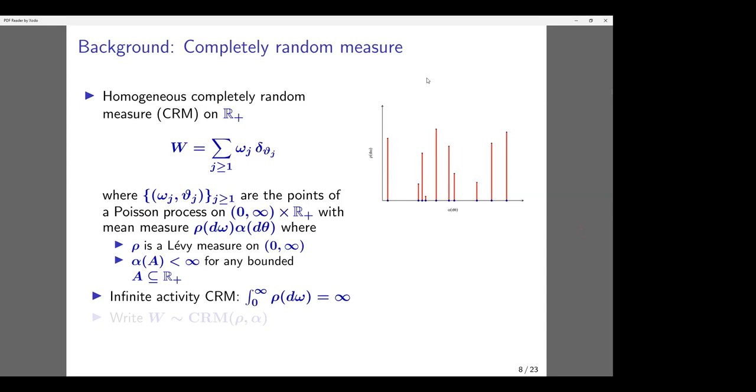So I will focus on the so-called infinite activity case, where the integral of rho of d omega is equal to infinity, which means that if you look at any bounded interval a b, the set of omega j, theta j such that theta j is between a and b is infinite. Okay, so I've got an infinite number of jumps in any finite interval a b, but the Levy assumptions mean that the sum of those jumps is almost surely finite. And I'm going to write W follows a completely random measure parameterized by two things: the Levy measure rho tuning the weights, and the base measure alpha tuning the location.